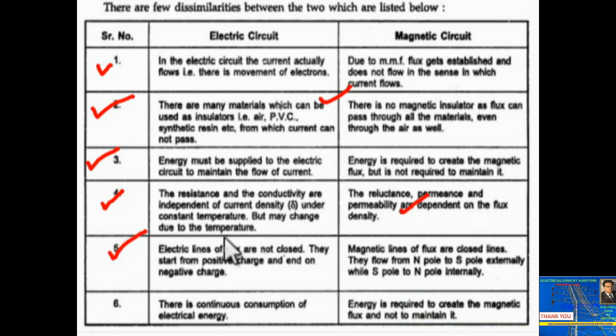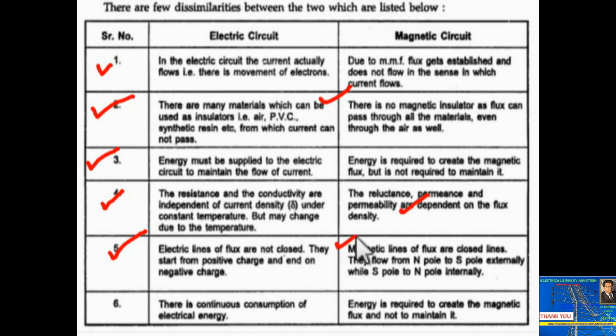And here, the fifth point: electric lines of flux, that is electric flux, are not closed. They start from positive charge and end on negative charge. You already know the electric flux lines originate from positive charge, and they do not form a closed loop.